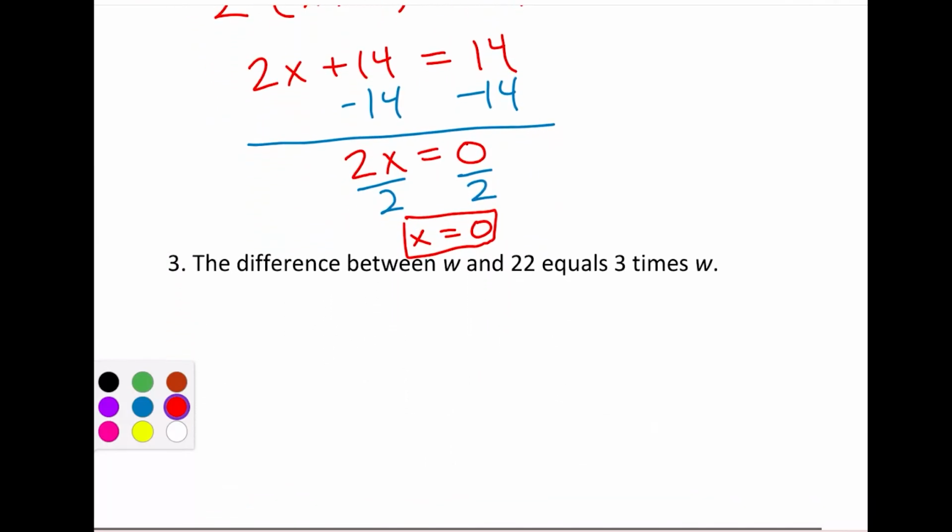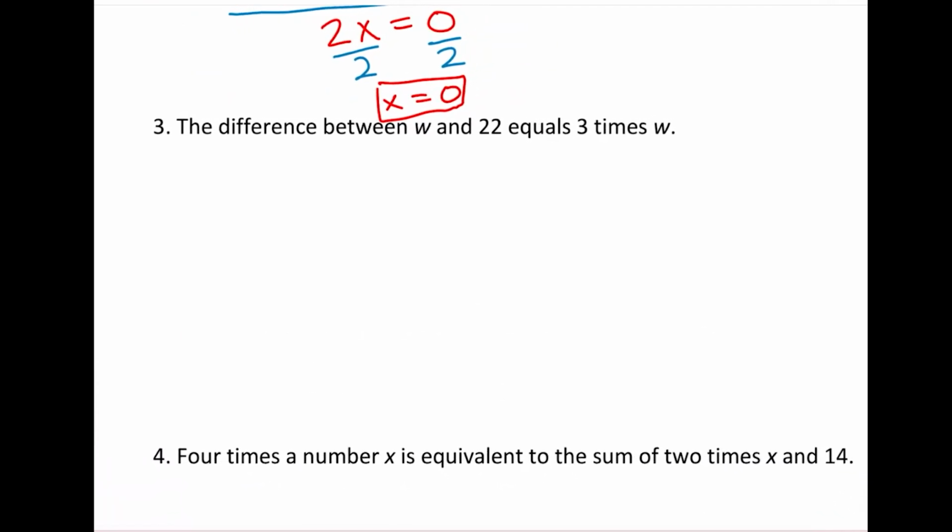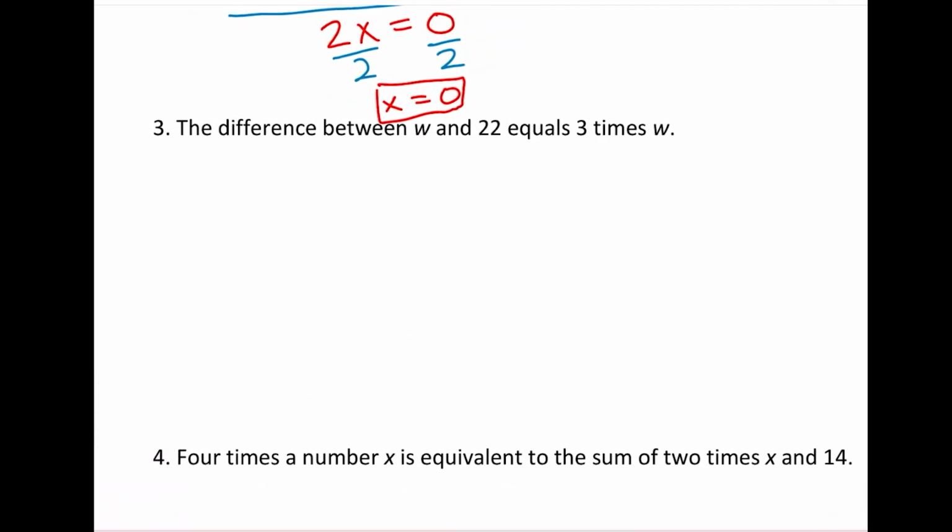Okay, number 3. The difference between w and 22 equals 3 times w. So difference is indicating subtraction. And it says between w and 22. So the difference between w and 22 is w minus 22. Equals is pretty self-explanatory there. And then 3 times w. There's another multiplication word we didn't write down, times. I'm guessing you guys probably know that times is going to be multiplication. So you could add that to your list or not. So 3 times w.